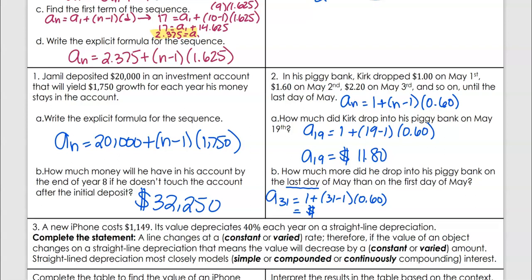Okay. Oh shoot, I forgot. Okay. I got a nice whole number. Did you get a nice whole number? Yes. Did you get $19? Okay. Making me nervous, kids. So on May 31st, he should have dropped $19. Is that what it's asking me? No, it wants to know what's the difference. So how much more did he drop? He dropped $18 more.